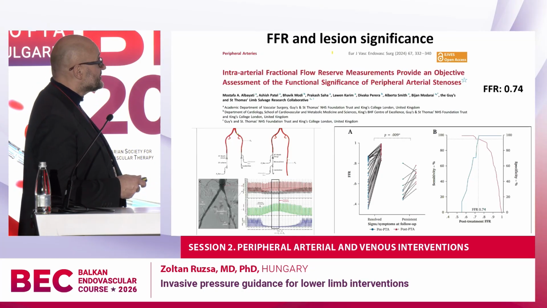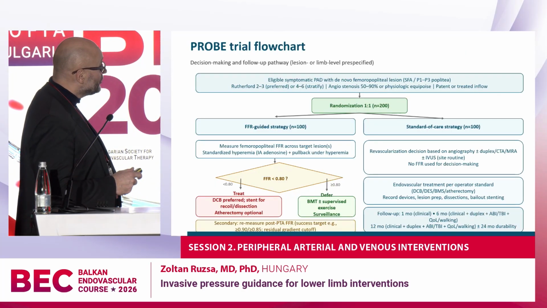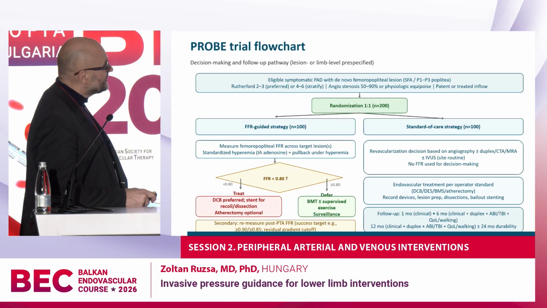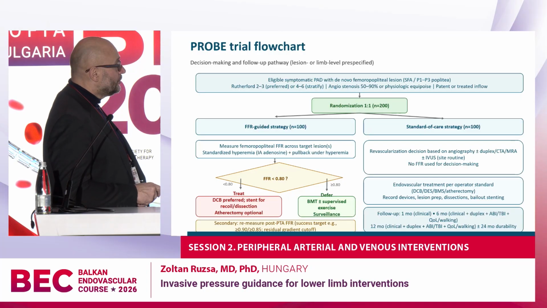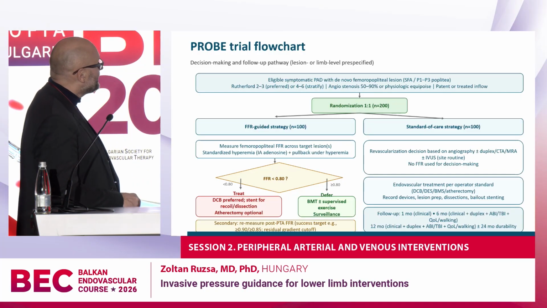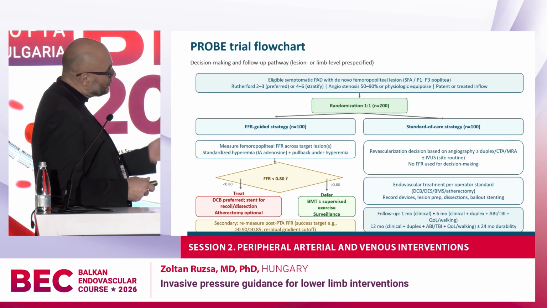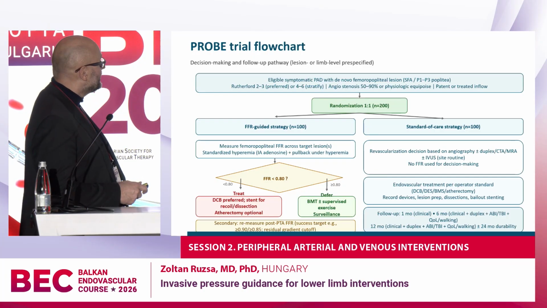In another publication, it was found that a 0.74 cutoff, as in coronaries, is very nicely associated with the stenosis severity by ultrasound also. So we started this study now, the PROBE trial. We randomize the patients to an FFR-guided strategy and a normal angio-guided strategy. If the FFR is high, we don't treat the patient, we just do medical treatment. If the FFR is low, then we treat the patient and we check the 1 year results. So we have an angio group and an FFR group, and in FFR, two groups, treat or defer.